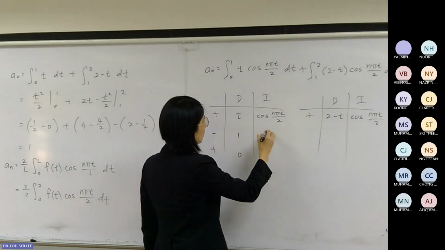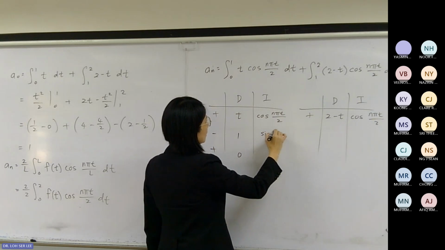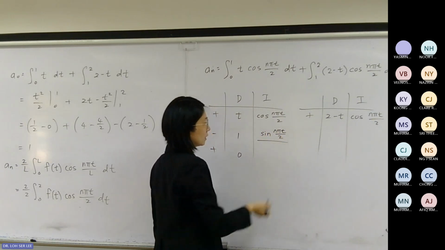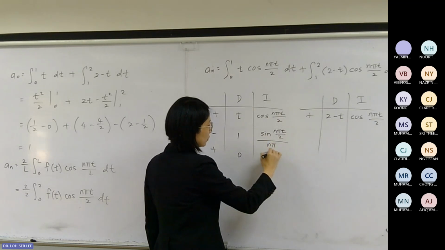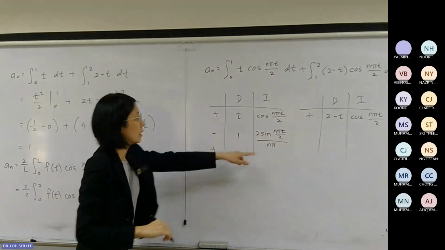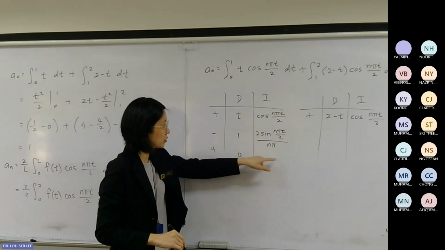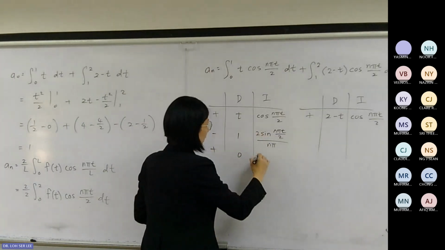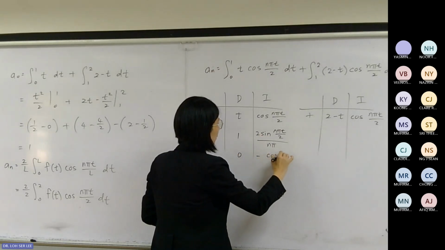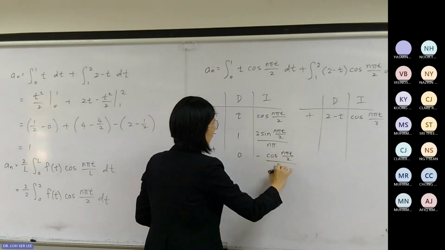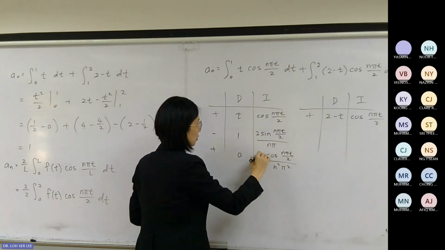Okay, integrate cos, we get the sine function, n pi t over 2 divided by n pi over 2. The over 2, you can bring it up directly. Integrate once again, you get negative cos n pi t over 2. So you have n squared pi squared over 4.